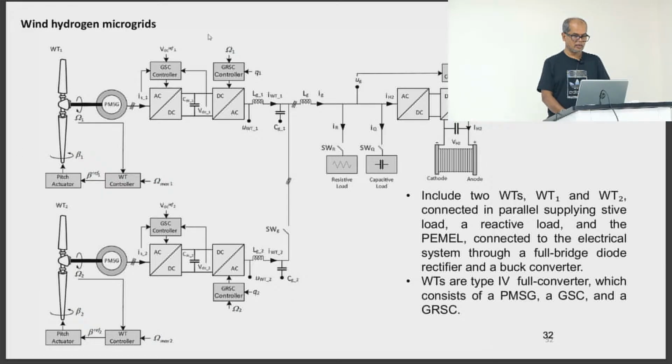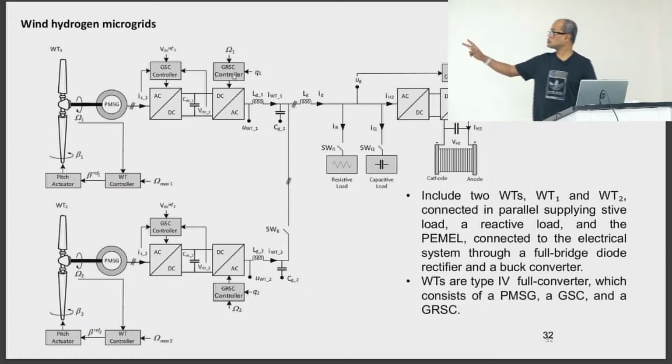And then you have both the generator side and the grid side. So this is the generator side controller, this is the grid side controller. Now these two controllers have different functions. One of the controllers mostly controls the DC voltage, and the other controller controls the active and reactive power.